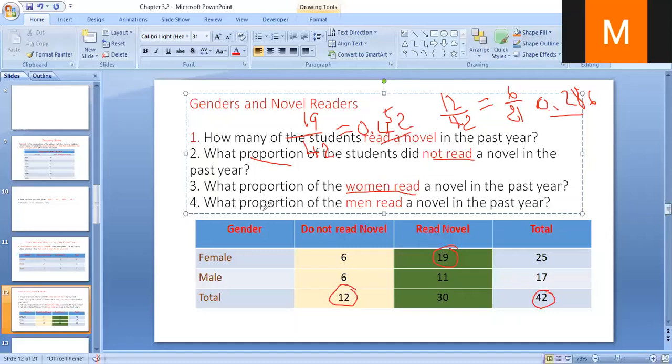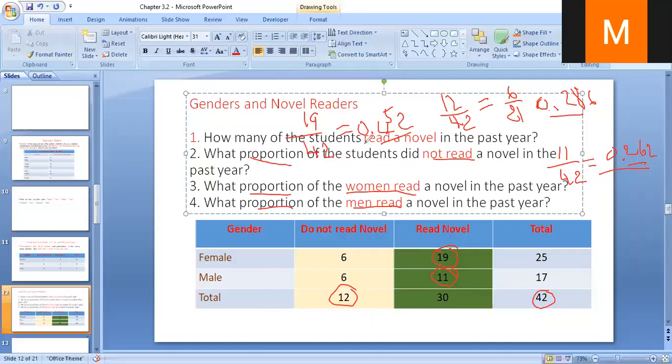And number 4 is the proportion of men who read the novel. Men is 11, so that is 11 divided by 42. You will find the proportion: 11 divided by 42 is 0.262. The proportion of males who read the novel. When you find the proportion, you take the number divided by the total, and you will get the proportion.